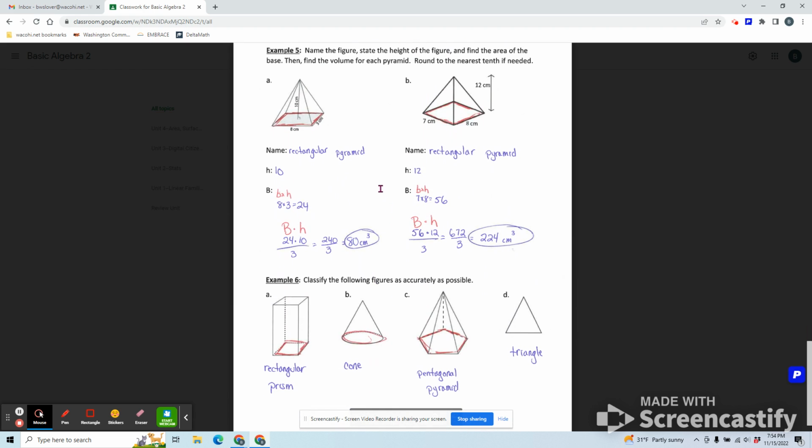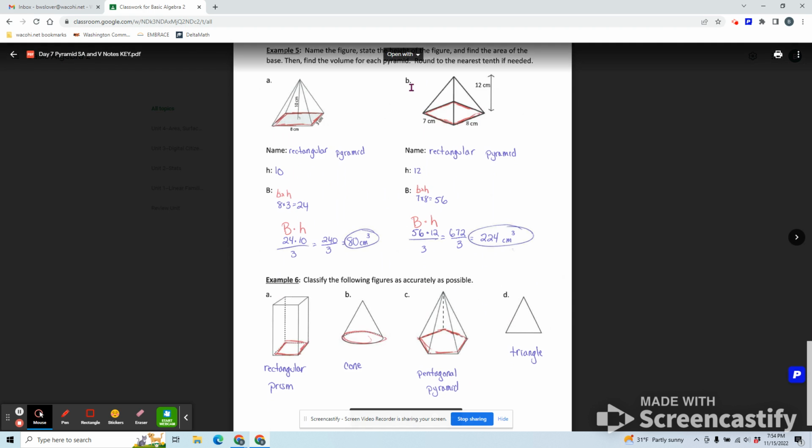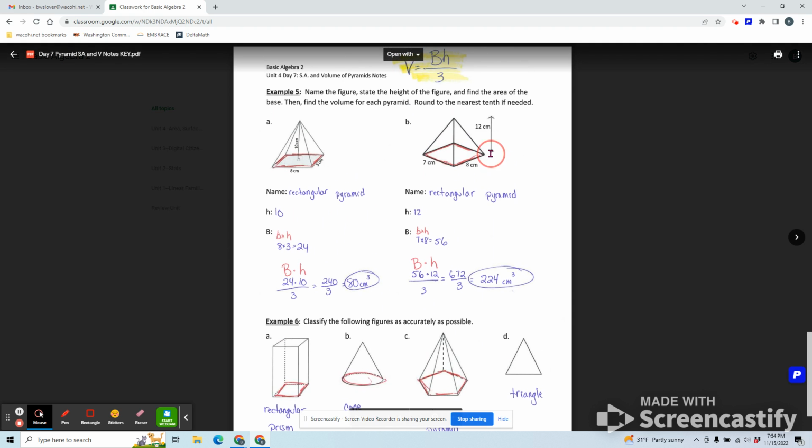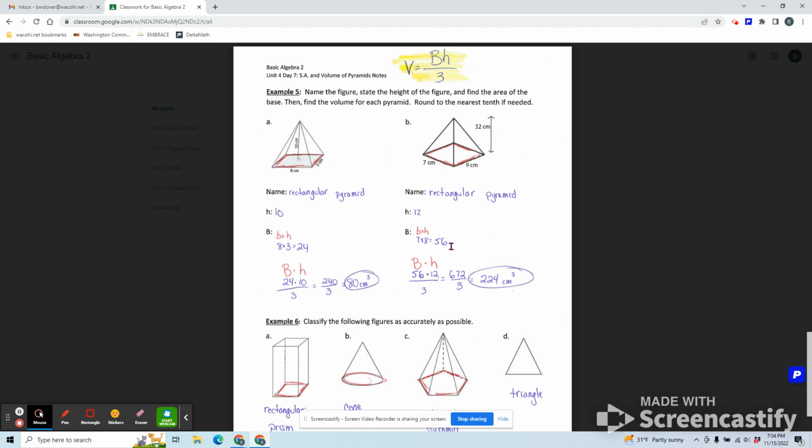And then example 5 is just 2 more examples doing the same thing. Notice though on letter B, the height of my figure is on the outside of my shape, and that is okay. It's telling me the height of that pyramid is 12. So I just make sure to use that. Height of my pyramid, h, is 12.